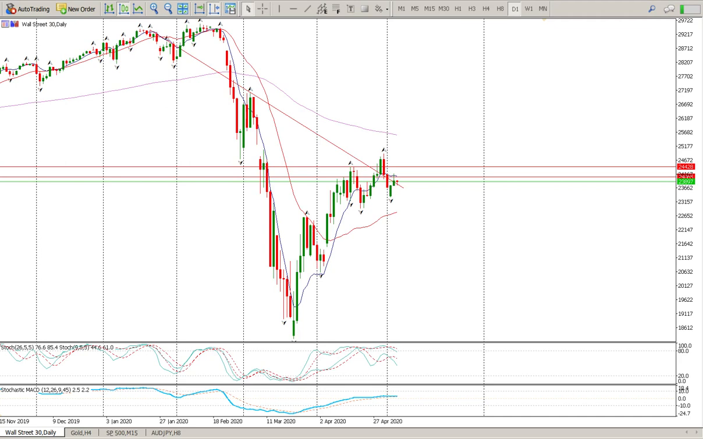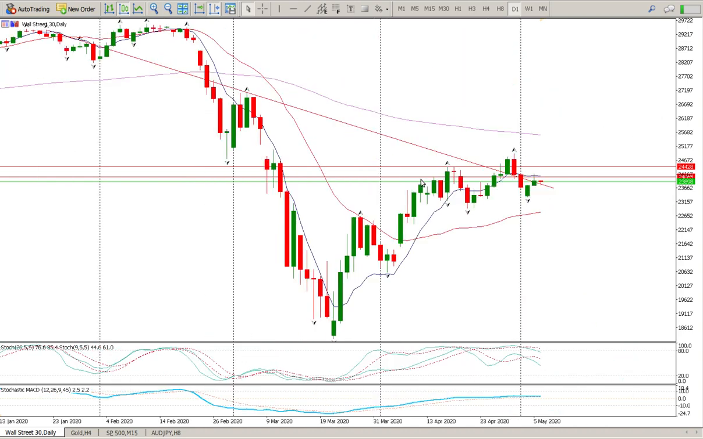Okay, so the daily ended up with a little bit of a pin bar off a level, so let's just start with that. You can see there's our pin bar, pretty much off this level here of 24065, and we'll just pick up on those levels now. And I'll talk about this diagonal trend line shortly.